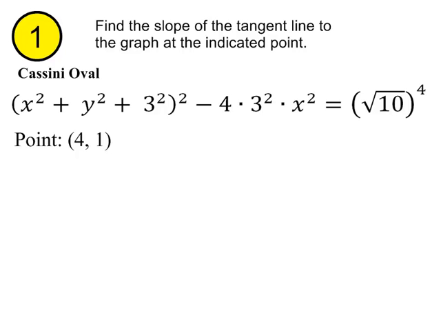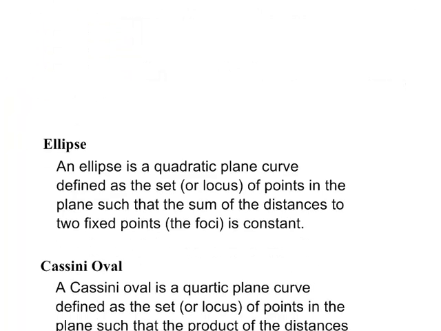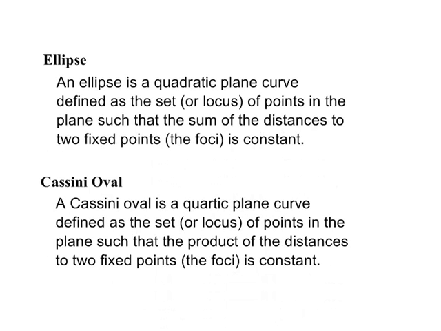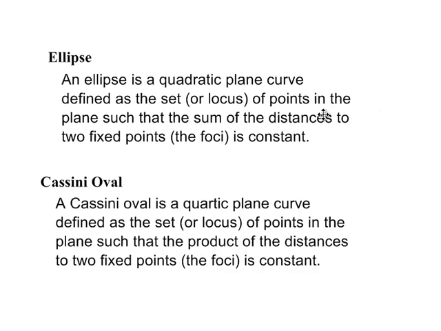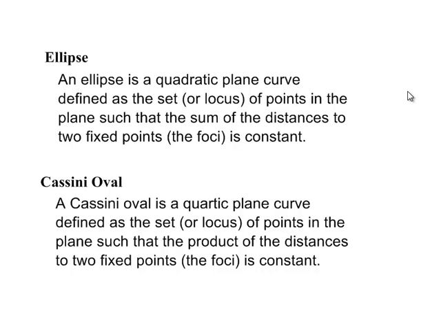We're going to find the slope of the tangent line to the graph at the indicated point of this curve, which is called a Cassini oval. And let me scroll down here first for a definition real quickly. You all know what an ellipse looks like. What you may or may not know is that its formal definition is that it's a planar curve, the set of all the points in the plane such that the sum of the distances to two fixed points, which are called the foci, plural of focus, is constant.